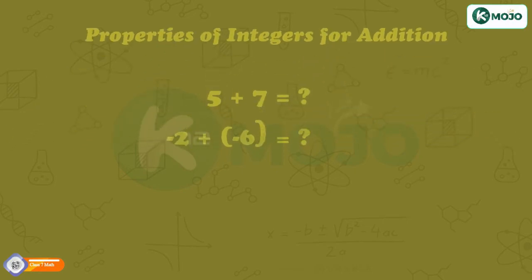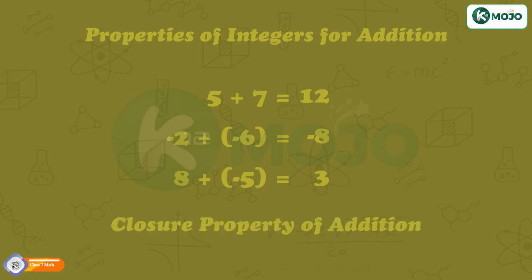Can you answer these questions? Have you noticed all answers are integers? This property of integers is known as closure property of integer. According to closure property, when two integers are added, we get an integer.